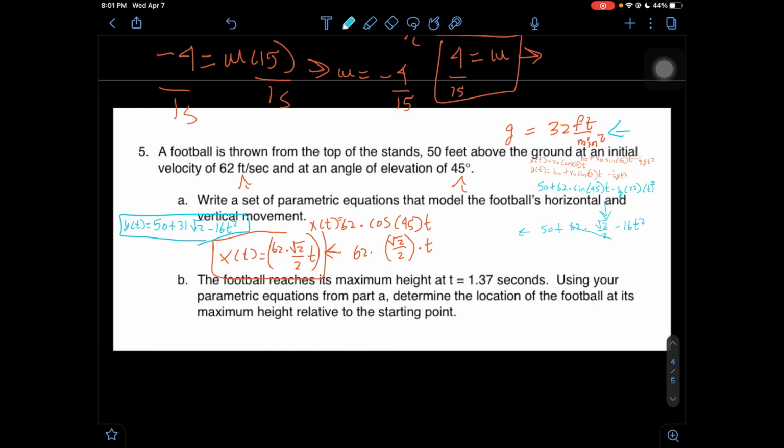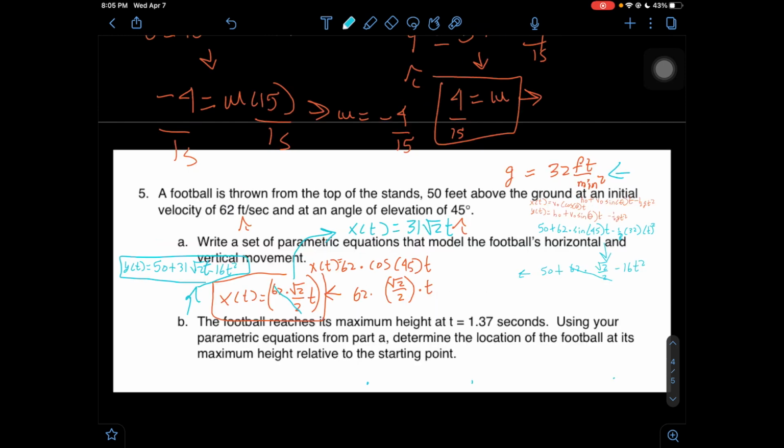Pretty simple stuff. You can do this in your calculator, or you can do it by hand. There's also a t after 50 plus 31 times the square root of 2. There's a t right here, because we had a t in our base equation up here for y of t. So we're going to solve for our y value now. For the y value, we're going to substitute 1.37 in for t, and we have two t's in this equation, so we can just do that in our calculator or by hand, whichever is easier for you.